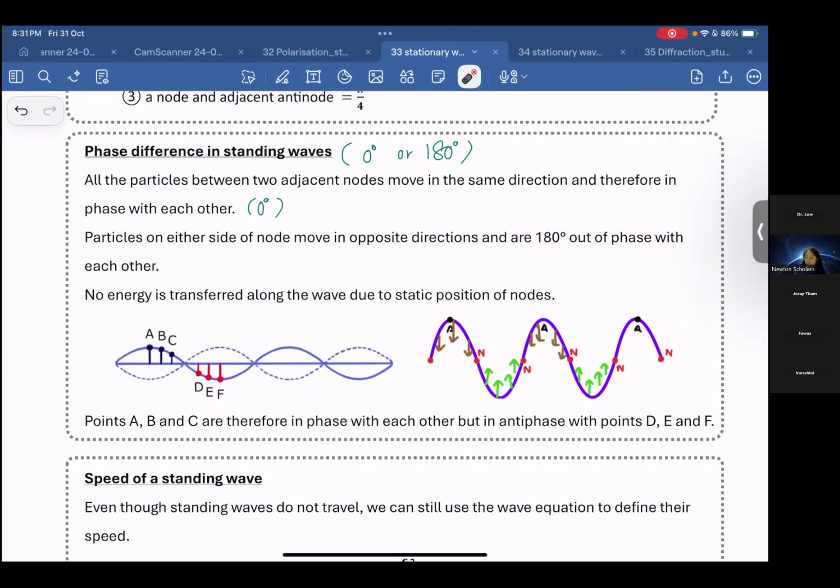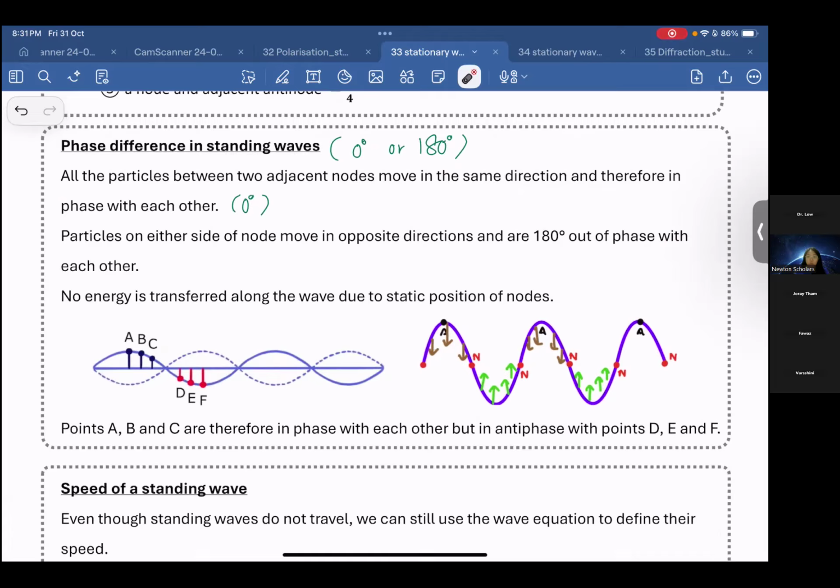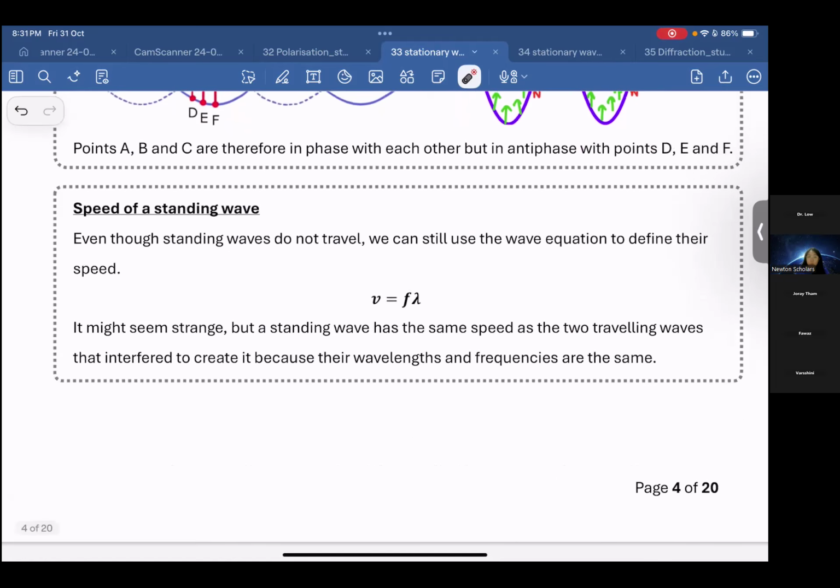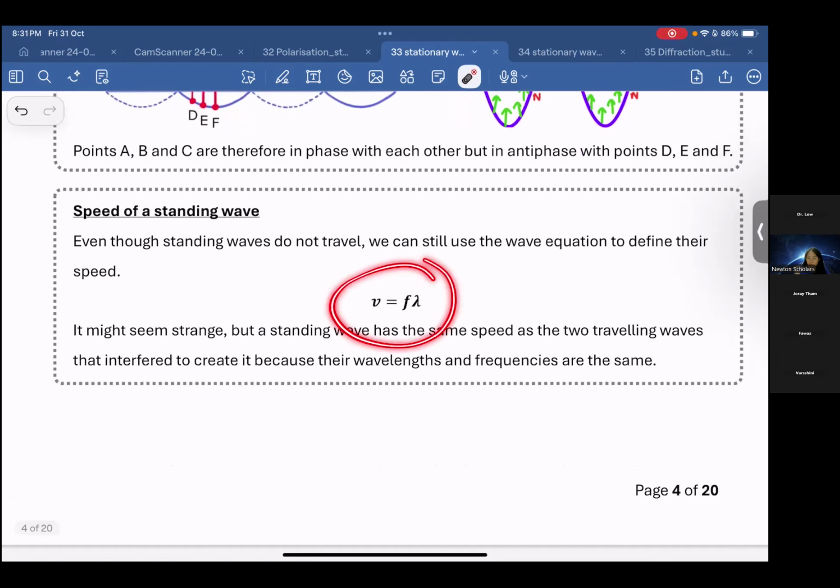Or do you have any question you want to ask me about the phase difference? Okay, Manjo. How about others? Only Manjo, Vashini. Okay, Flower. So we can calculate V equals F lambda to find the speed.